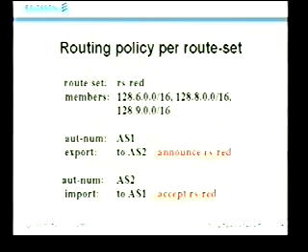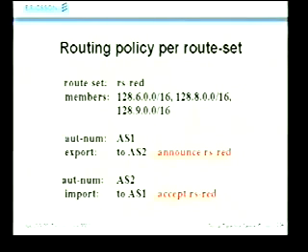Well, I create a route-set object rs-red. Here are the members listed directly, and now I can rewrite my aut-num object AS1: export to AS2, announce rs-red. And rs-red means the routes represented by this route set. And aut-num AS2: import from, another deliberate mistake, AS1 except rs-red. I should say I will correct these errors.